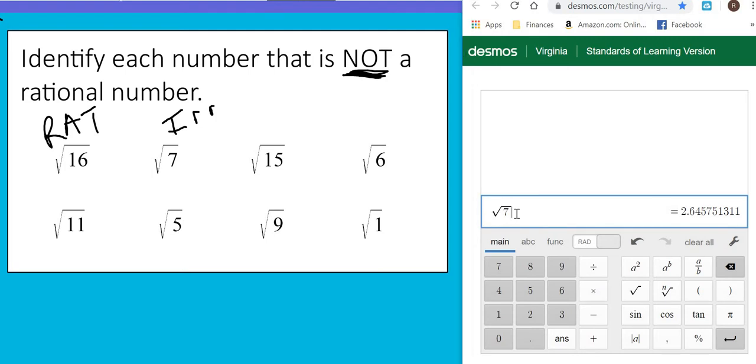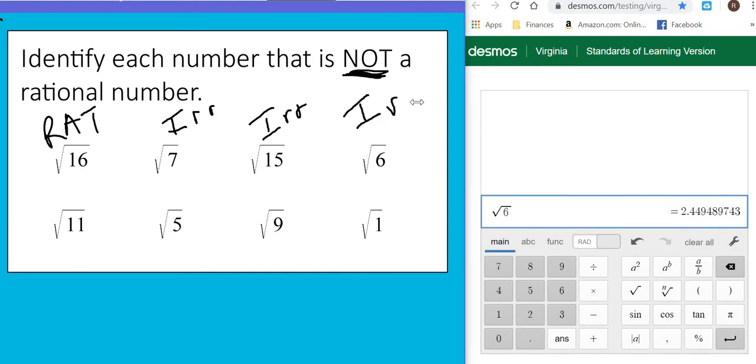Now let's try the square root of 15. Again, it goes on forever. No pattern, no stopping. So that is irrational. Now let's try the square root of 6. Goes on forever. There's another irrational one. So now let's try the square root of 11. Oh boy, that goes forever. That is definitely irrational. Now let's try the square root of 5. Always use your calculator, so important. That one goes on forever, no pattern, so that is definitely irrational.